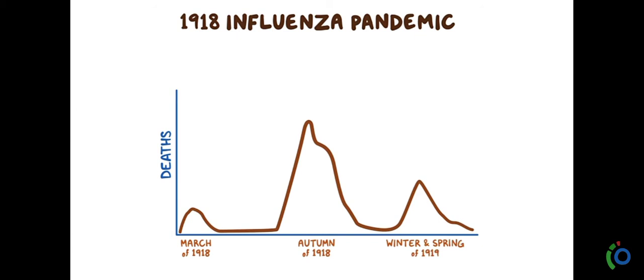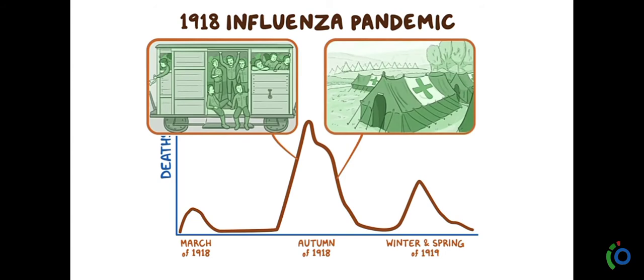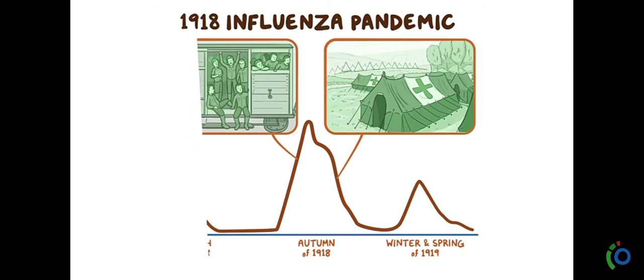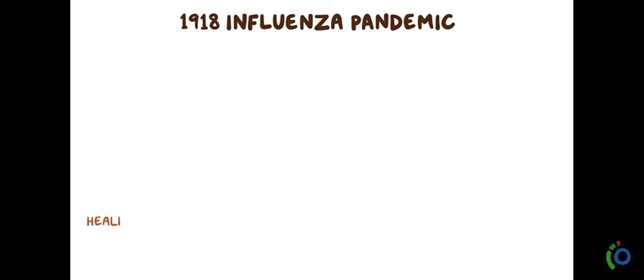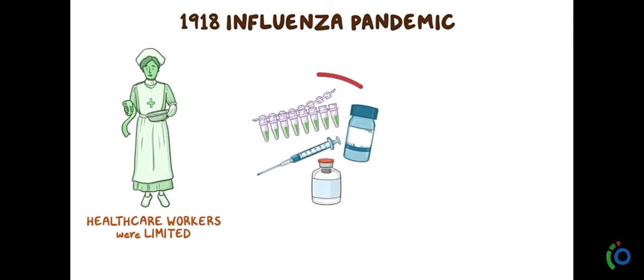In fact, the second wave was more deadly than the initial one, presumably due to the fact that it was spreading on crowded trains and in field hospitals and camps during World War I. In fact, even though the third wave was less deadly than the second one, it was still more severe than the original. Now, it's also important to remember that in 1918, healthcare workers were limited, and viral diagnostic tests, vaccines, antiviral drugs, and antibiotics were basically non-existent.